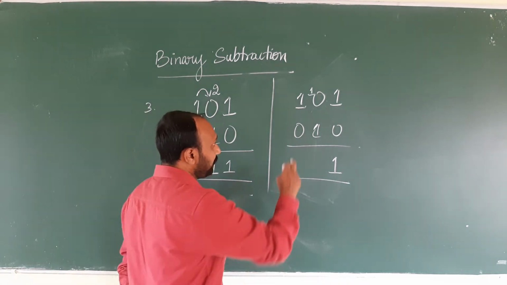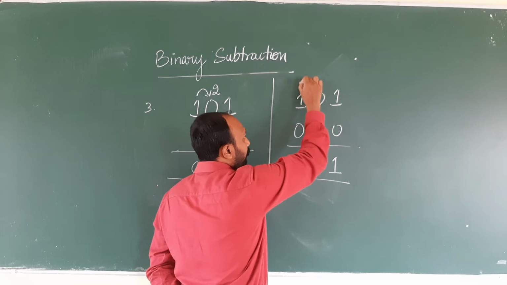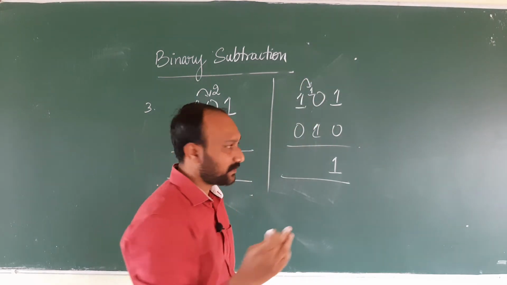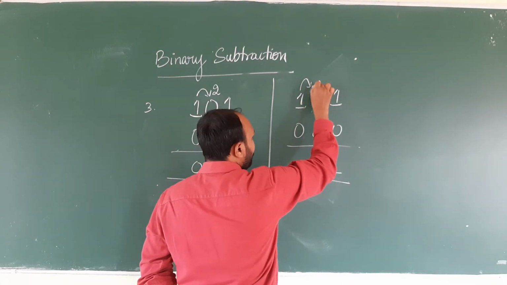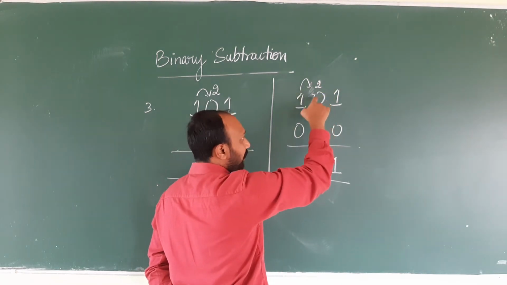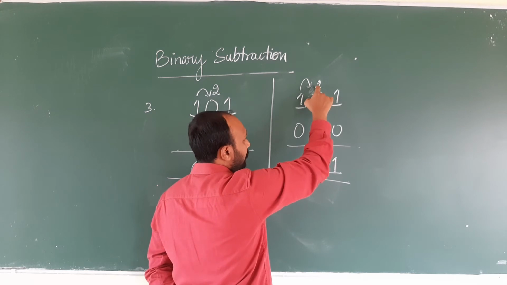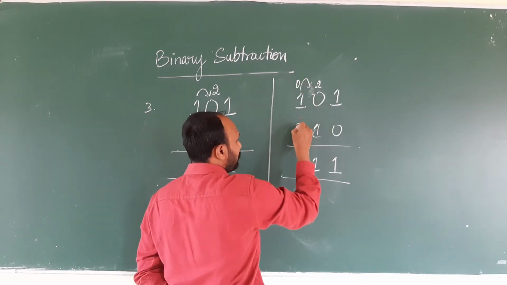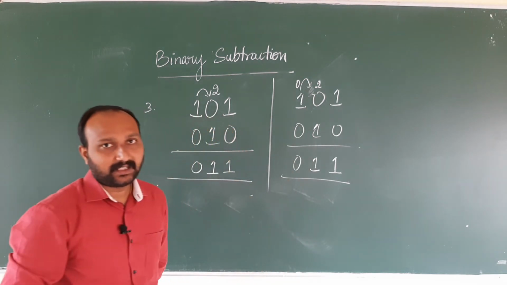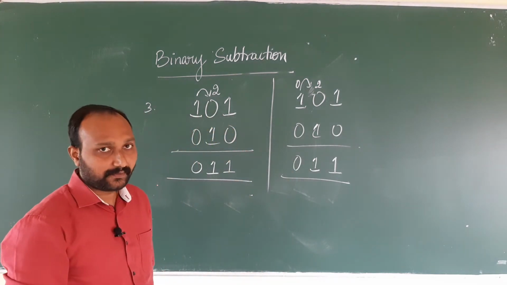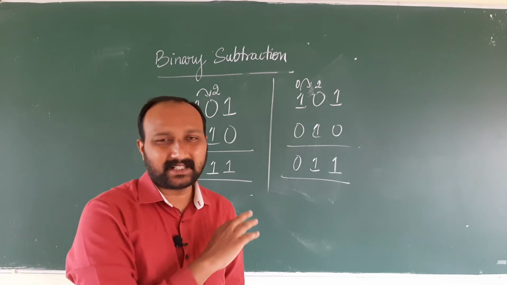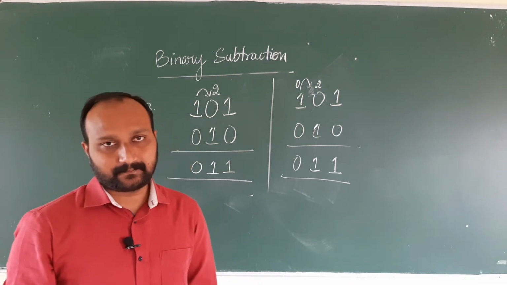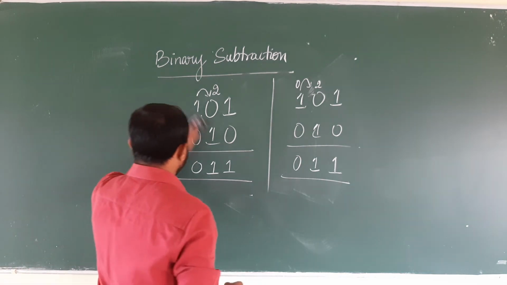I can't say that I will be borrowing 1. It's wrong. What will you be borrowing? You will be borrowing the base. Okay, that's why I told you, we will be borrowing the base. So when I borrow the base, that is, I will be borrowing 2 here. 2 minus 1 is 1. Here I am left with nothing. Here it will be 0. 0 minus 0 is 0. Okay, I hope you have understood this. We will not be borrowing a value like 1 or 2, but instead we will be borrowing its base. Okay, next.